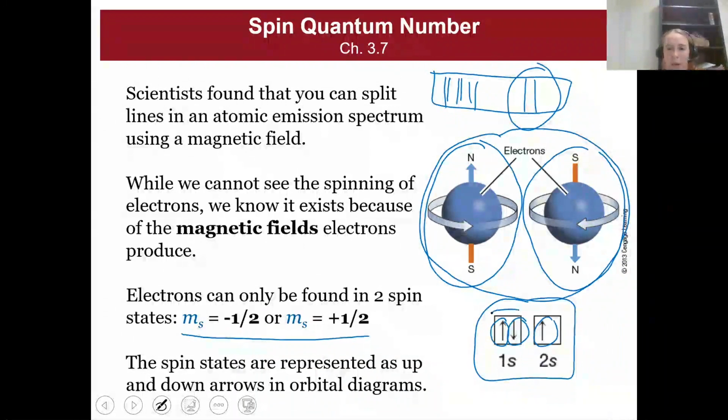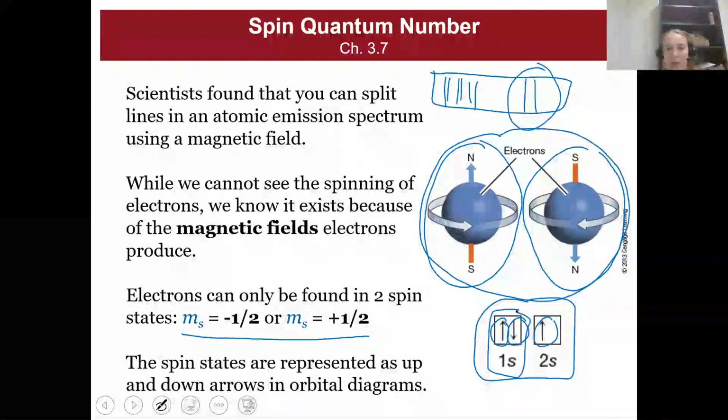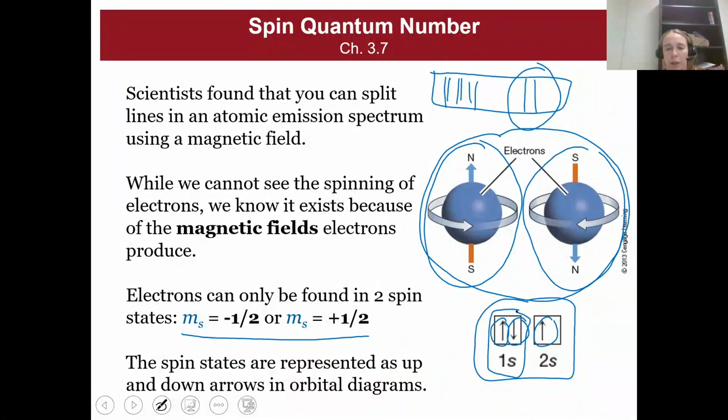Note that when we have both spins together in the same orbital, so we have an up and a down in the 1s orbital, that means we have 2 electrons in the 1s orbital. One has to be up, one has to be down. They can't both be up or down because that would make the orbital unstable. So if there are 2 electrons in the same orbital, one has to be up, one has to be down, and those are called paired electrons because they're in a pair in the orbital.